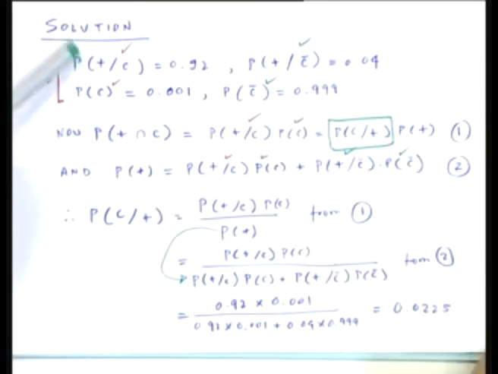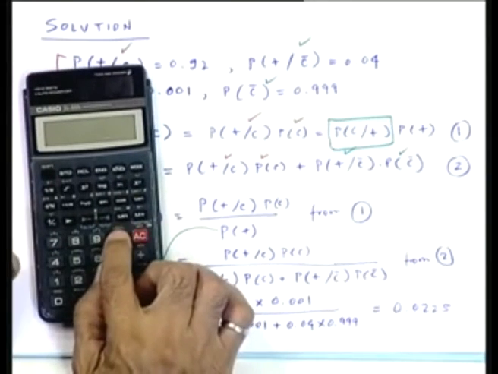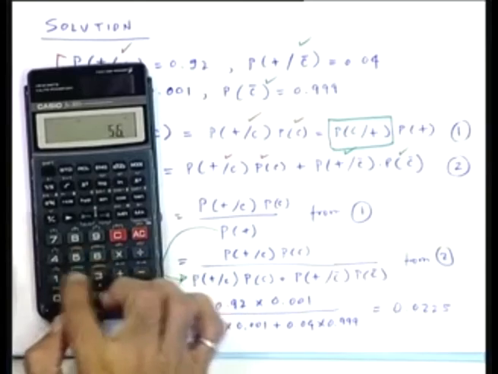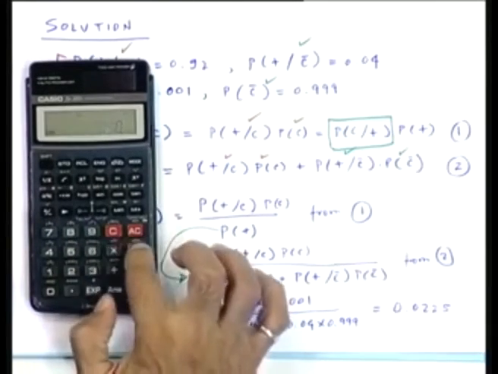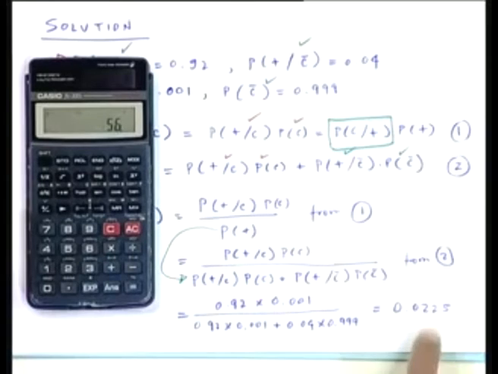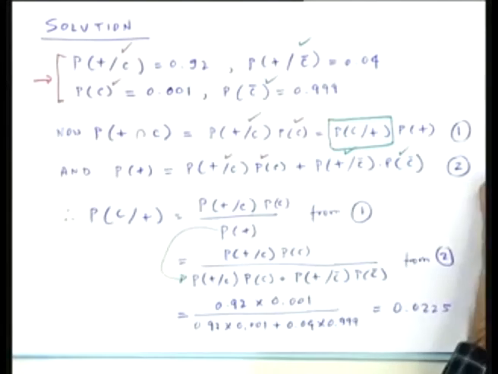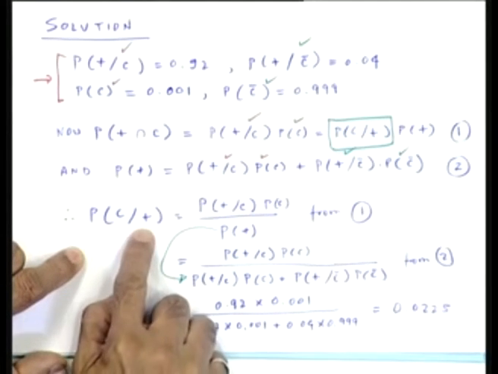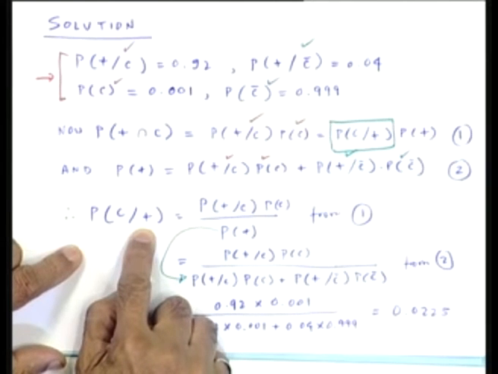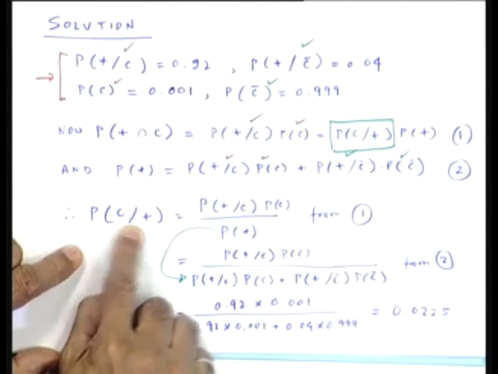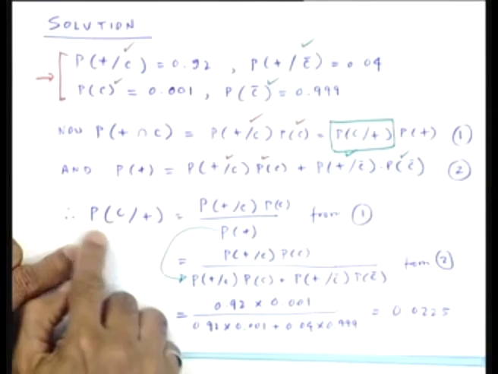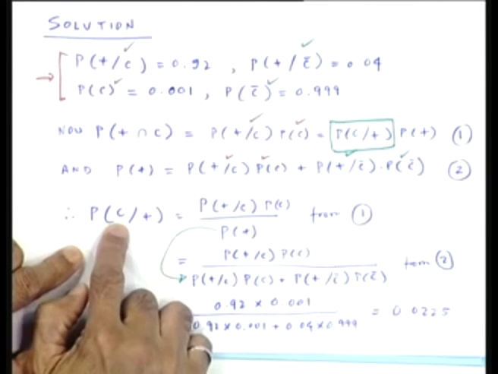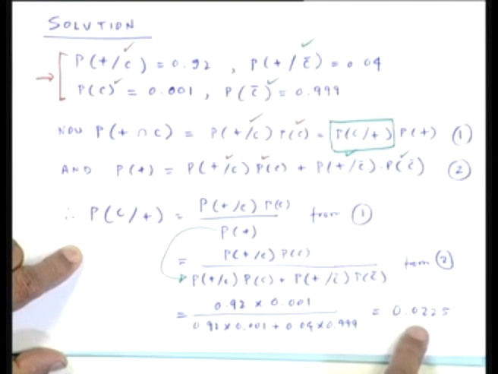And if I do that, and I use my machine, and I do some multiplication, divide, and so on, I get 0.0225. That is the probability, believe me. That is the probability of a person having cancer if the test is shown as positive. The instrument says the person has cancer and is truly having cancer is this. So the probability of truly having cancer given that the test is positive is only 2%.